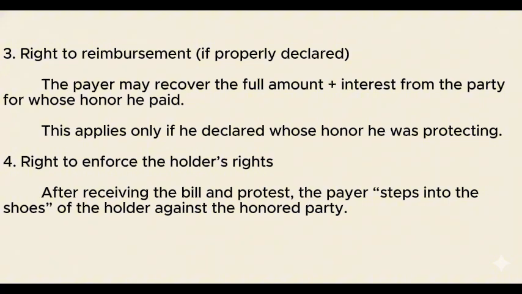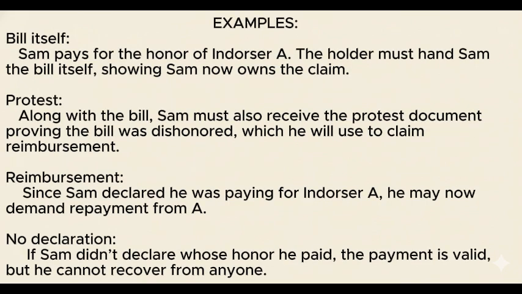The fourth is the right to enforce the holder's rights. After receiving the bill and protest, the payer steps into the shoes of the holder against the honored party. And here are the examples. Bill itself: Sum pays for the honor of endorser A. The holder must hand Sum the bill itself, showing that Sum now owns the claim. The protest: along with the bill, Sum must also receive the protest documents proving the bill was dishonored, which he will use to claim reimbursement.